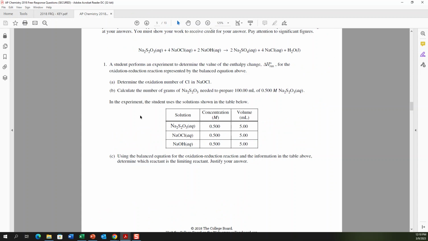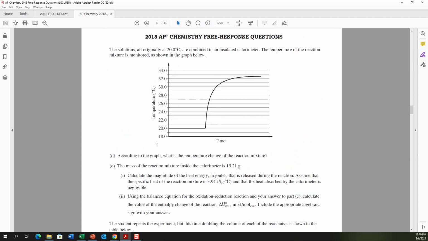All right, so we go to the next one, part D. So we're still talking about the same one. The solutions, all at 20 degrees Celsius, are combined in an insulated container, so our calorimeter. The temperature of the reaction mixture is monitored as shown on the graph below. So here is the temperature, okay? So notice the temperature goes up.